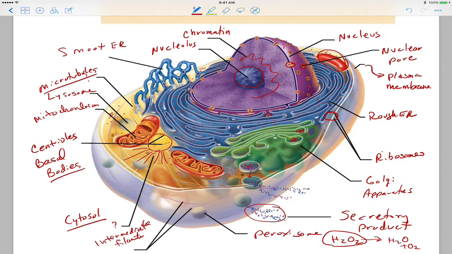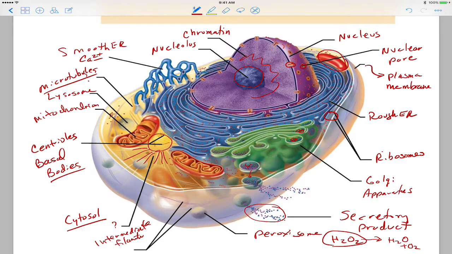Another thing that the smooth ER is famous for is storage. It can act as a calcium storehouse. So calcium, specifically calcium ions, in muscle cells are going to be stored in that smooth ER. Smooth ER in muscle cells has a different name. We'll call it by its different name later on, but for the testing situation, you'll want to know that smooth ER can act as a storehouse.